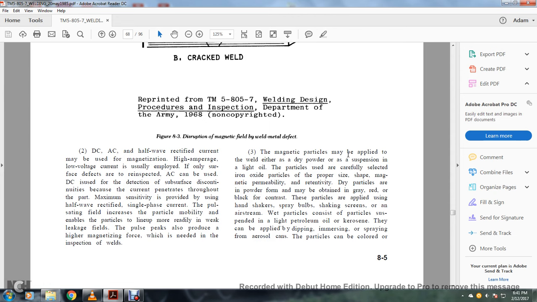Three. Magnetic particles may be applied to the weld either as dry powder or as a suspension in light oil. The particles are carefully selected iron oxide particles of proper size and shape, with magnetizing permeability and retentivity. Dry particle powder may be obtained in gray, red, and black contrast colors, applied with hand shakers, spray bulbs, shaking screens, and an air stream. Wet particles are suspended in light petroleum oil or kerosene. They can be applied by dipping, immersing, and spraying from aerosol cans.